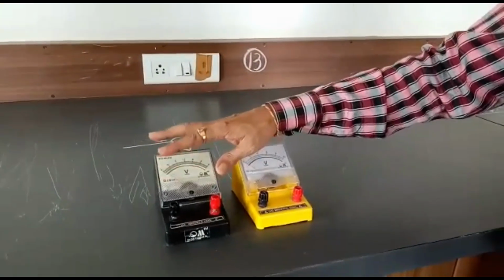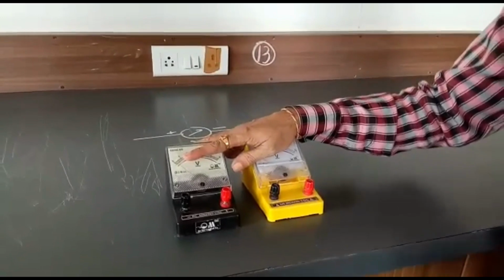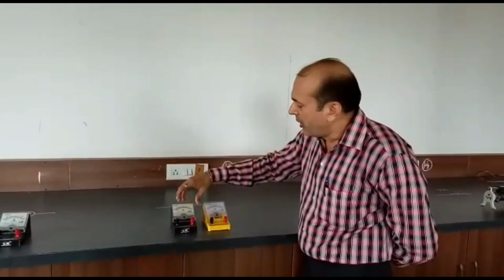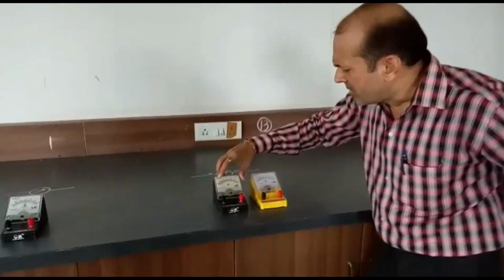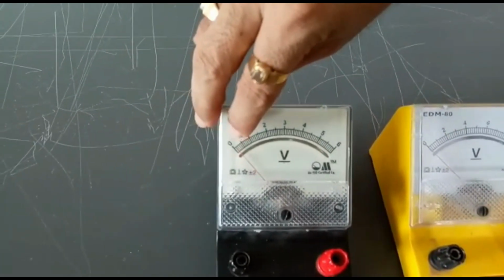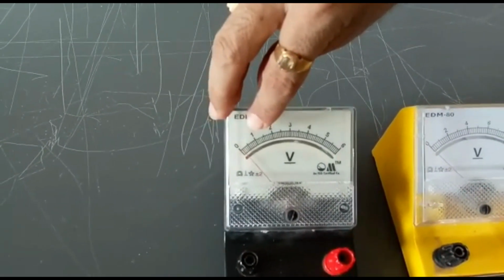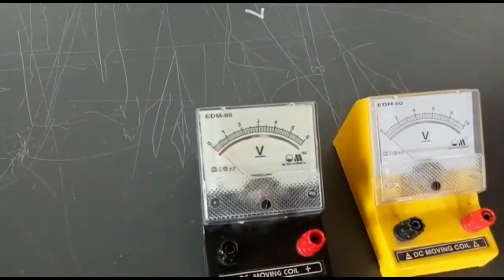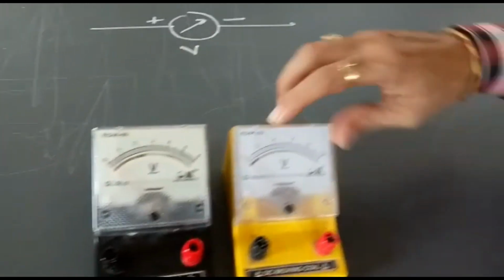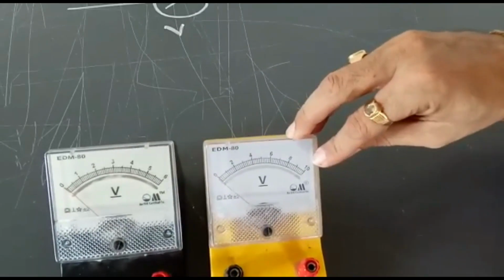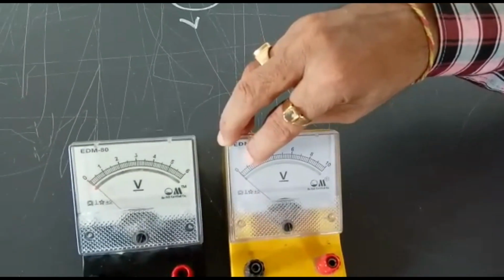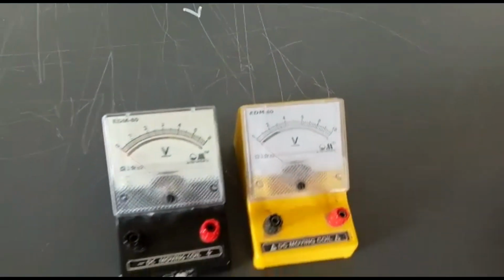We have two different voltmeters. For any meter you again have to find two things: first the range and second the least count. The range of the first meter is 0 to 6 volts, and 0 to 1 volt is divided into 10 divisions. So the value of one division is 0.1 volt. The second voltmeter has a range of 0 to 10 volts, and 0 to 2 volts is divided into 10 divisions. So the value of one division is 0.2 volt.